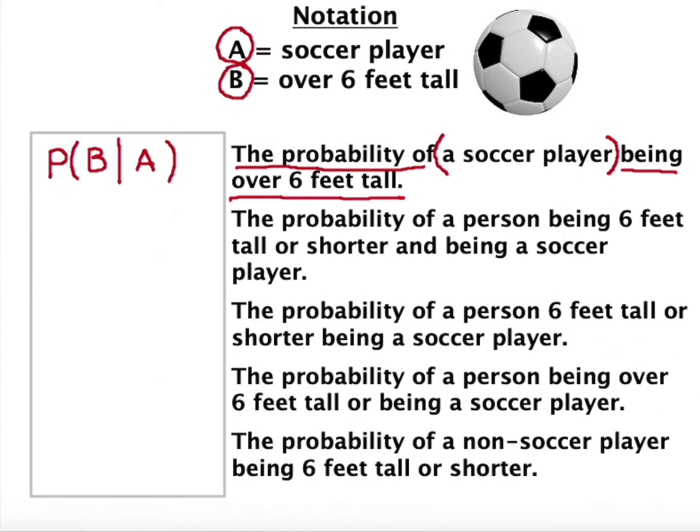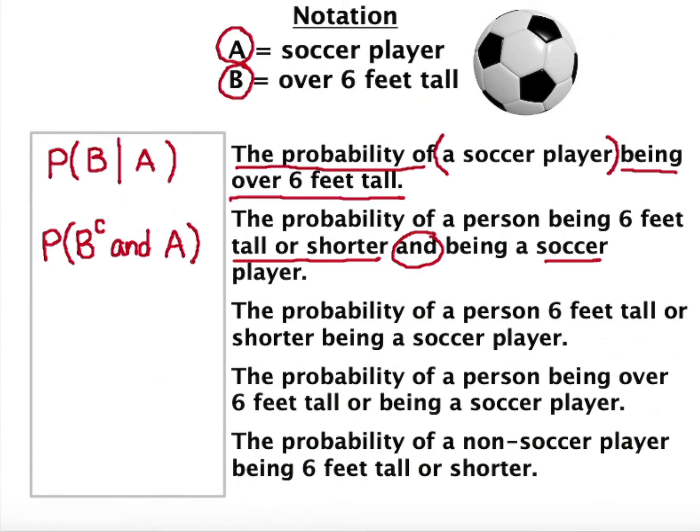The probability of a person being 6 feet tall or shorter and being a soccer player. So 6 feet tall or shorter, that's the opposite of B, right? What do we call opposite in probability? The complement. So B complement would stand for being 6 feet tall or under. And this was just a simple "and," wasn't it? And, we're literally going to use the word "and," being a soccer player is represented by A.